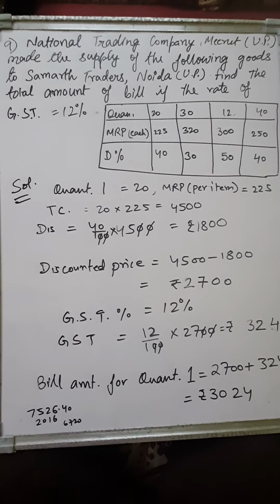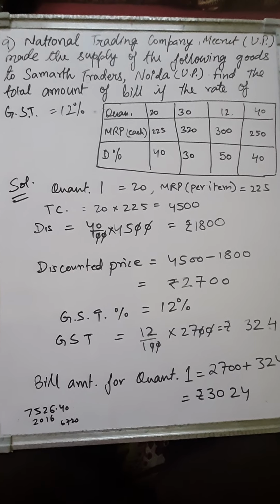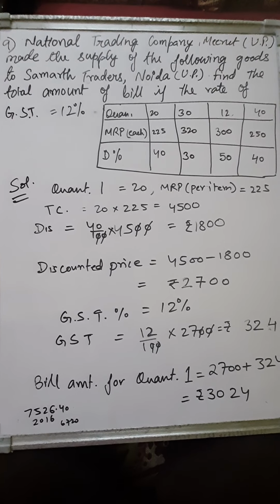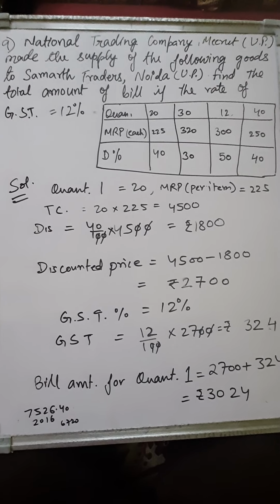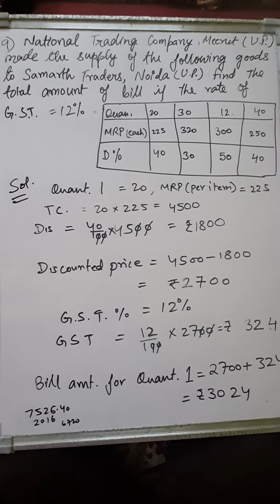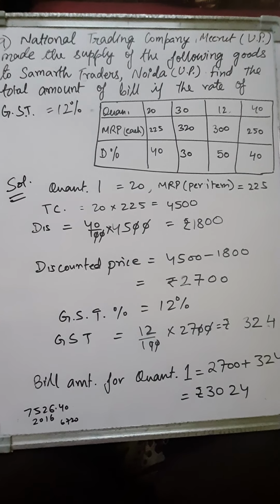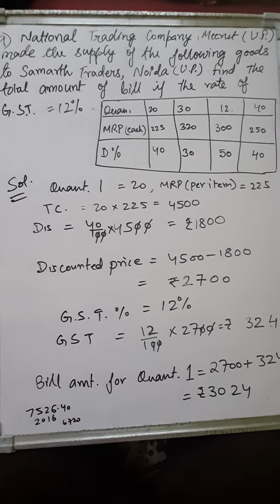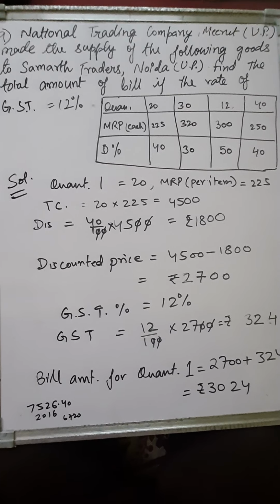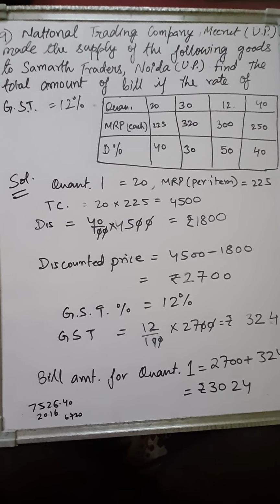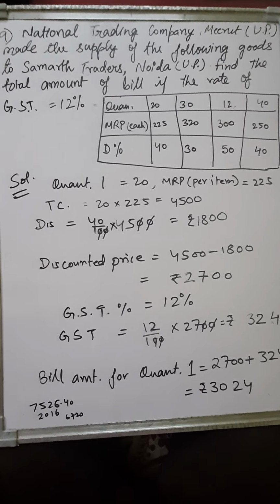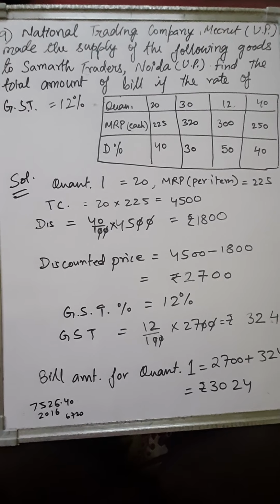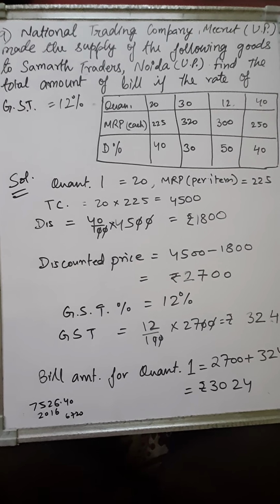Let's take sum number 9, in which the question states: National Trading Company, Meerut, UP made a supply of the following goods to Samarth Traders, Noida. Now we have to keep the destinations in mind, because here the destination is important, since the tax slab will change. If the destination is in the same state, then intra-state tax will be applied, and when the destination is in a different state, interstate movement applies. That means we have to calculate IGST.